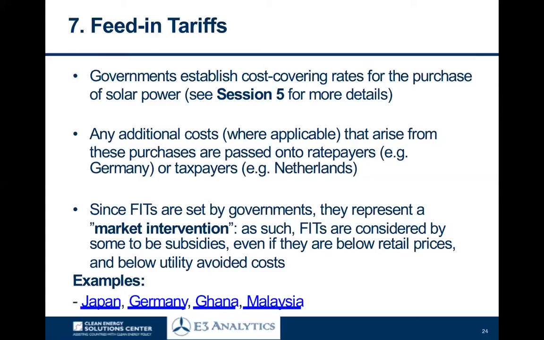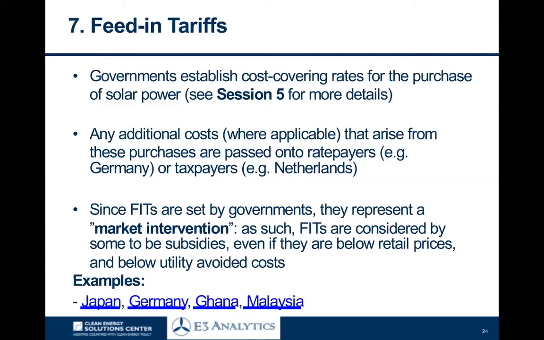The government is requiring utilities to purchase this renewable power via a feed-in tariff, which is essentially just a long-term contract for power supply at a government-set rate. Feed-in tariffs in that sense, due to the fact that they are a market intervention, are considered by many to be a form of subsidy. And by economists, or by a growing number of economists, they are also considered a subsidy, even if they're below retail prices and below utilities' avoided costs, because again, the government is the one setting the rate and not the market.